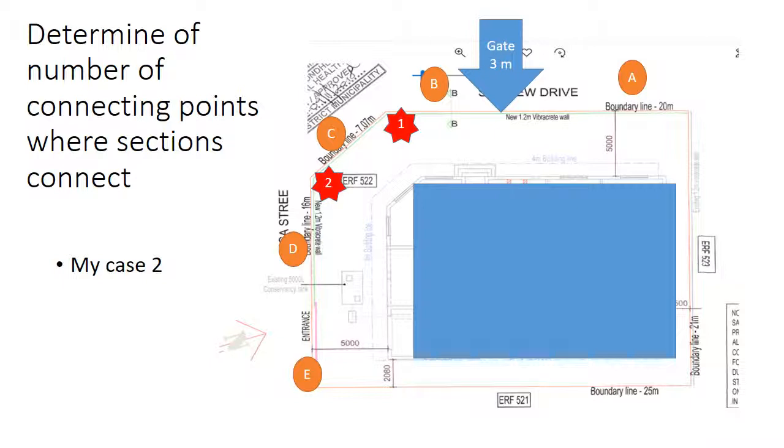There are two points where the sections connect, and that is where section B and C and section C and D connect, and it is indicated with the red stars. So those places must not get ordinary holes, but a hole maybe 1.5 times the size of the normal hole.